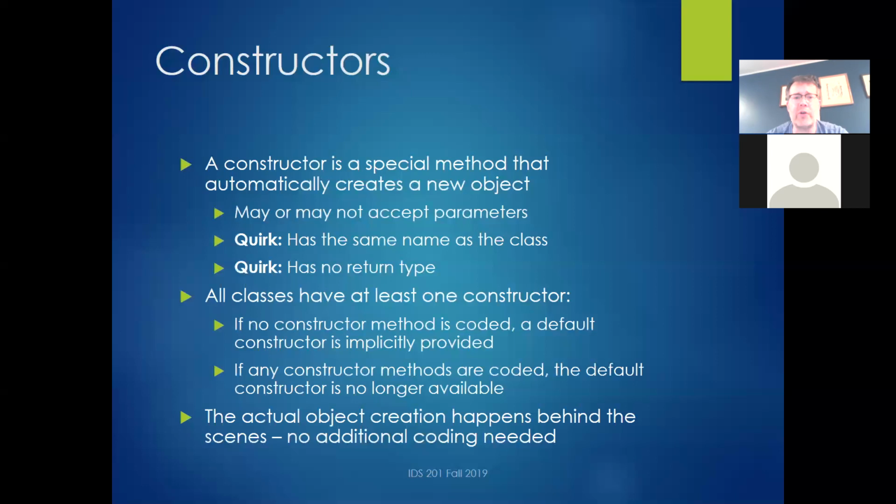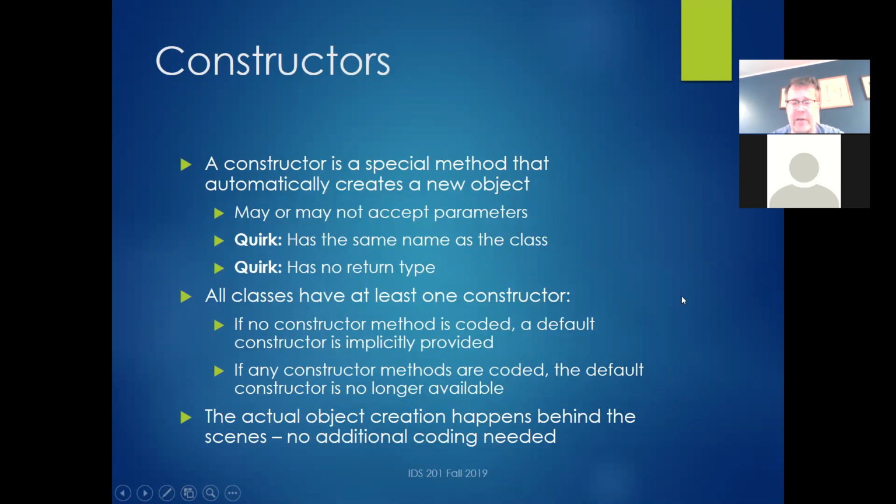Okay. Constructor methods. We've seen constructors. A constructor is a special method that automatically creates a new object. Now, a constructor may or may not accept parameters. You can write it so it does or so it doesn't as appropriate. One quirk about the constructor is it has the same name as the class and is case sensitive.